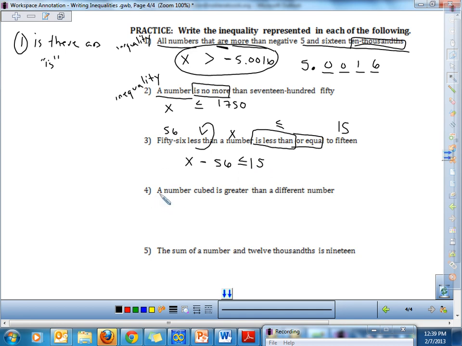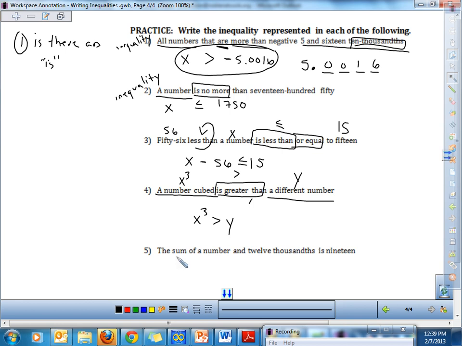Let's do 2 more. We have a number cubed. So a number cubed is greater than, here's my symbol, a different number. So let's use Y. Is greater than. Is, and then a phrase that tells me this is an inequality. So greater than, I'm going to use the greater than symbol. So X cubed is greater than Y.